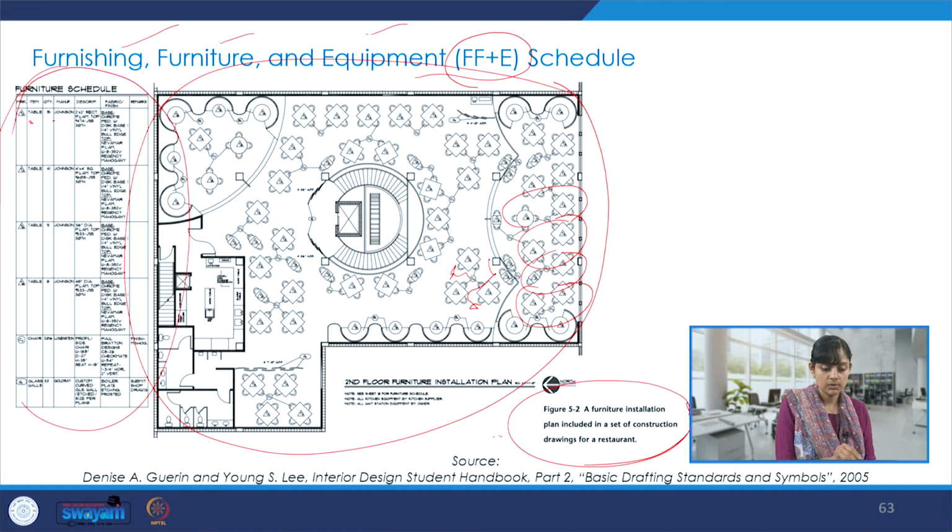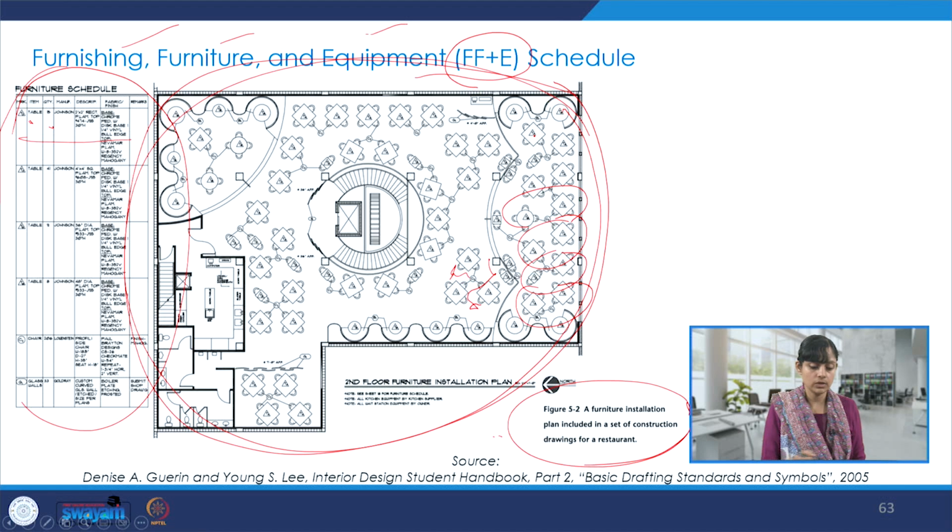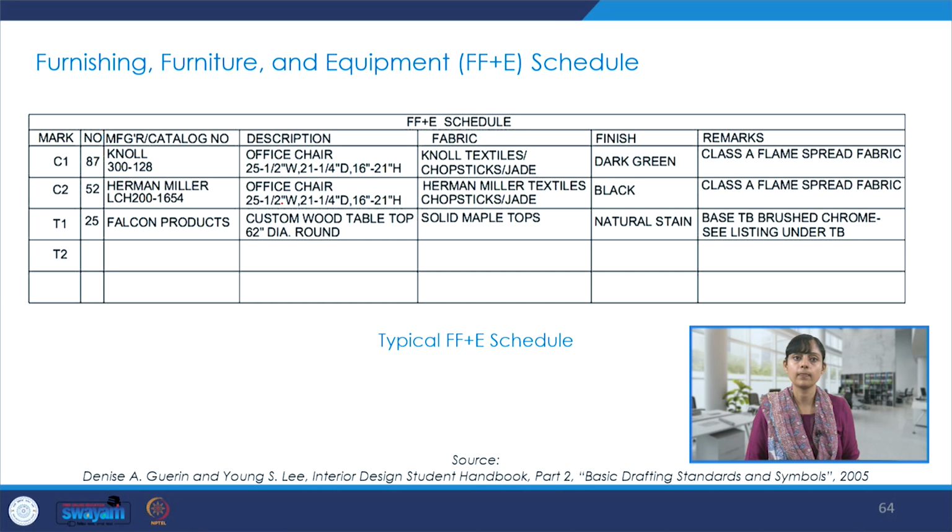What kind of table, how many, what is the make, what is the description, what is the finish, and where it is installed. So this kind of notation and representation on the drawing along with this kind of a furniture schedule comes very, very handy on site. And we can mark the equipment and other details also. So this is one example of FF plus E schedule.